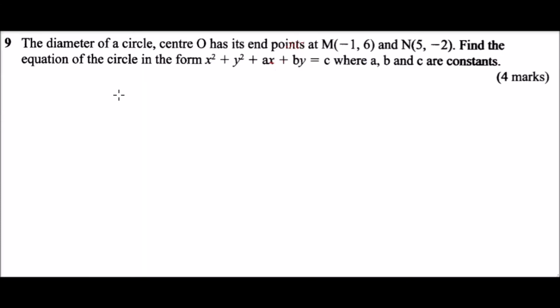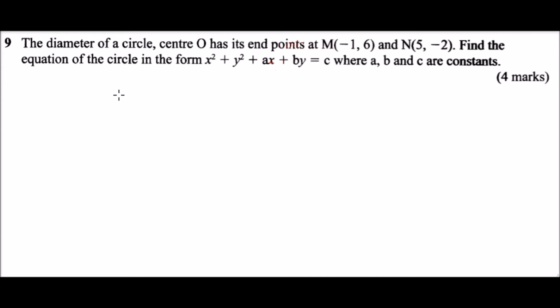Question number 9. The diameter of a circle, center O, has its endpoints at M(minus 1, 6) and N(5, minus 2). Find the equation of the circle in the form x squared plus y squared plus ax plus by is equal to c, where a, b and c are constants. So the first thing we do, we need to find the center of the circle.